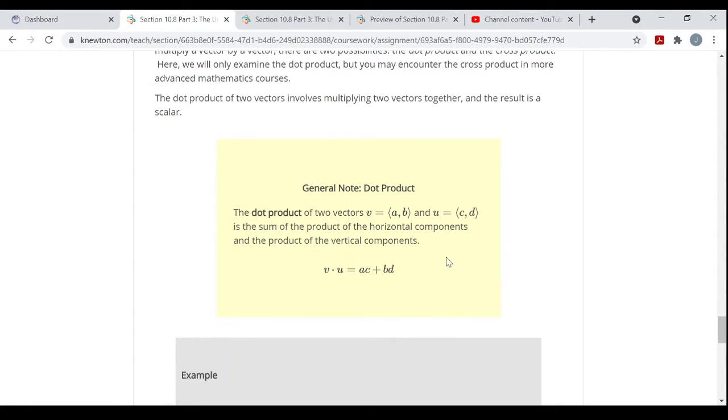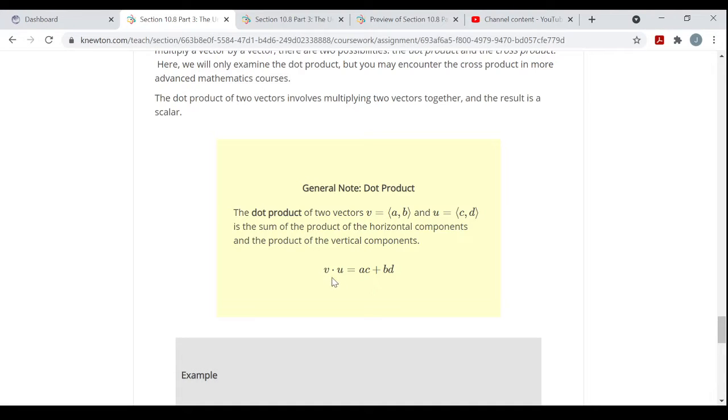So here's a description of it. The dot product of two vectors, say vector v has components a and b, and vector u has components c and d, is pretty simple to take. It is the sum of the product of the horizontal components and the product of the vertical components. And this is the notation for it, v dot u. I know it looks like the plain old multiplication symbol, but when these two multiplicands are vectors, this is called the dot product.